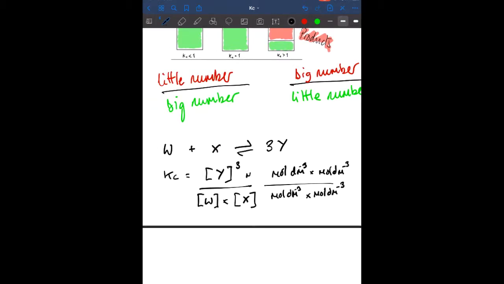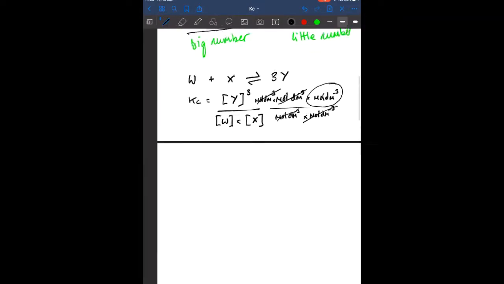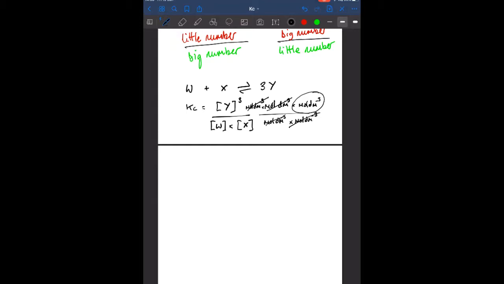Let's go do here. Mole dm cubed. So we've got moles per decimeter cubed times by moles per decimeter cubed times by moles per decimeter cubed over moles per dm cubed times by moles per dm cubed. So what we can do is cancel them out. That and that cancel out. That and that cancel out. So our units for this Kc are moles per decimeter cubed. That was a nice easy one. We'll look at a different one below where it's not quite as simple.